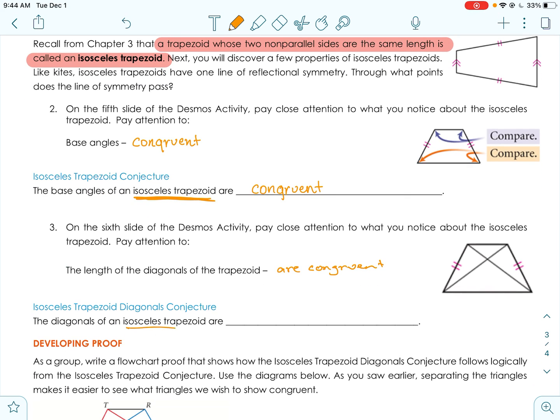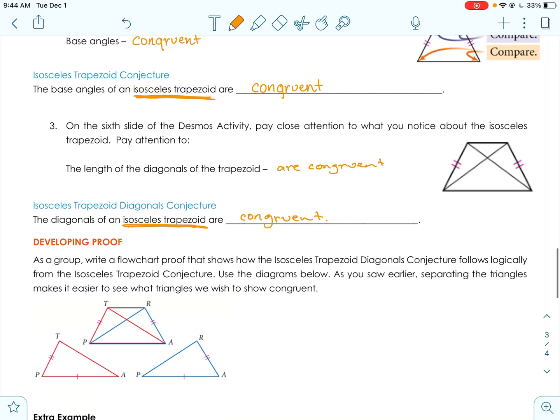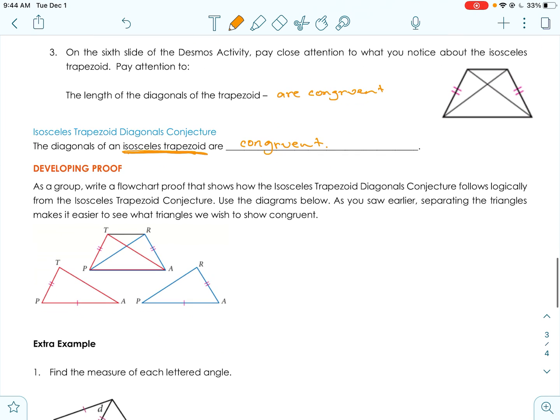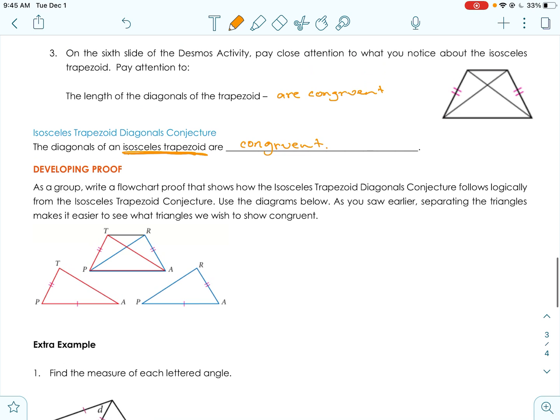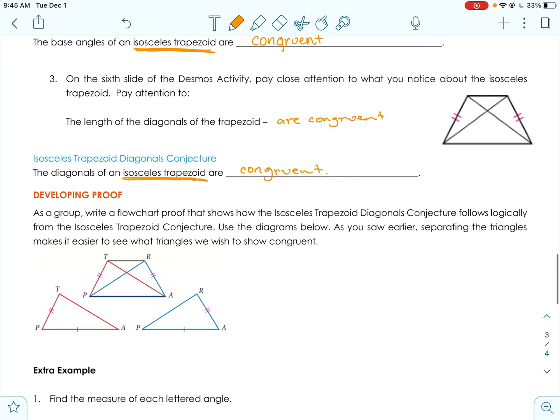And again, this is for isosceles trapezoids. The diagonals of an isosceles trapezoid are congruent. This is not for all trapezoids. Now, our final thing that we're going to look at in these notes is we're going to do an example, but first we're going to create a flowchart proof about proving the isosceles trapezoid diagonals conjecture, proving that the diagonals of an isosceles trapezoid are in fact congruent.